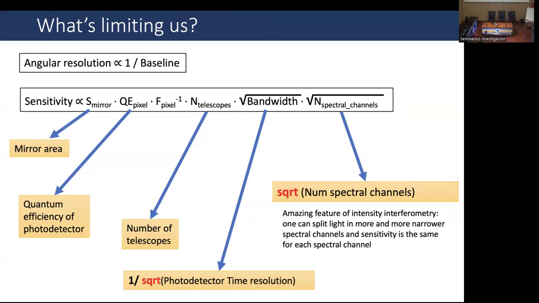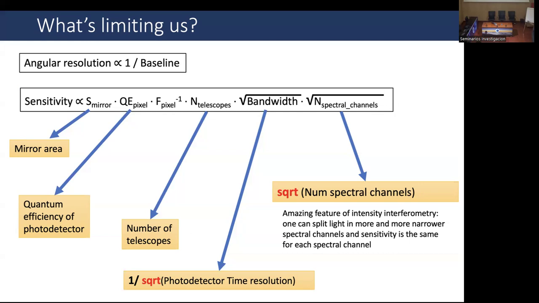The sensitivity is proportional to several factors. One is mirror area. That's why you have to collect more light, so you go to larger telescopes. You typically need large telescopes, tens of meters, and there are not so many on planet Earth with tens of meters diameter. Then there is the efficiency of the photodetectors and the number of telescopes. So you typically need many telescopes.